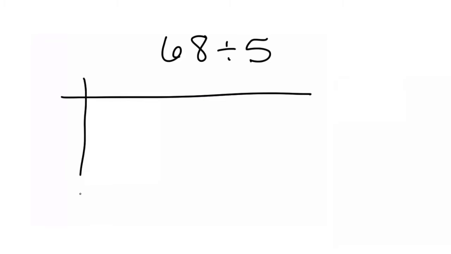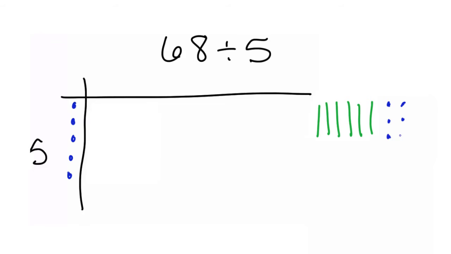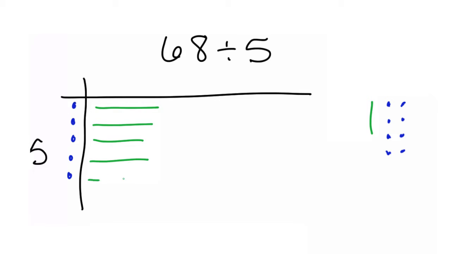Let's try another problem. 68 divided by 5. Draw the array bar and the lines and dots to represent 68 outside the array bar. We will distribute them evenly in groups of 5. Label the left vertical line with the divisor of 5, drawing 5 dots. Evenly divide 5 of the lines and mark them used. Then mark 5 dots and record 1 next to each line.